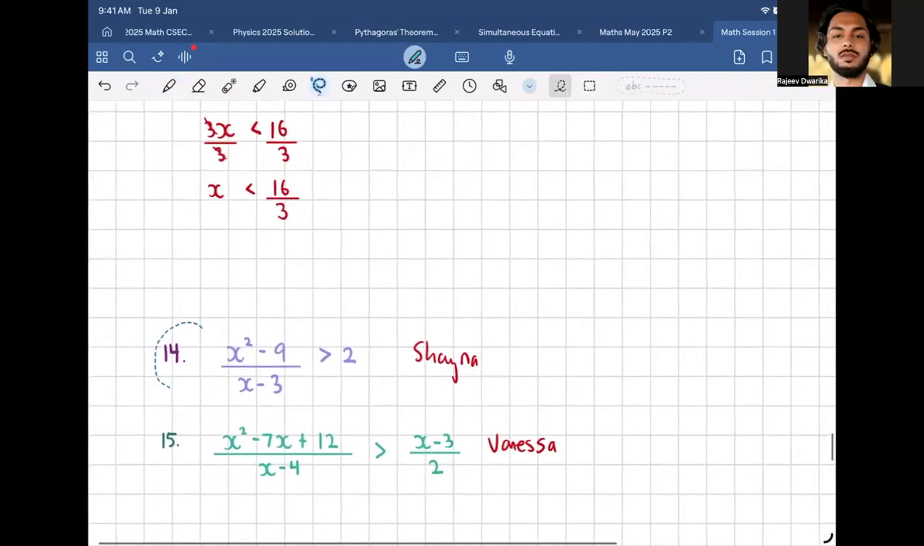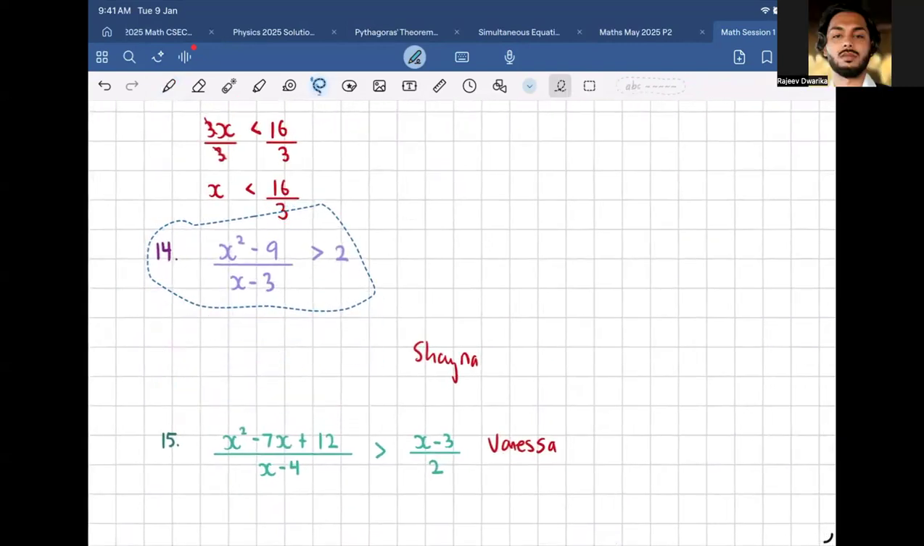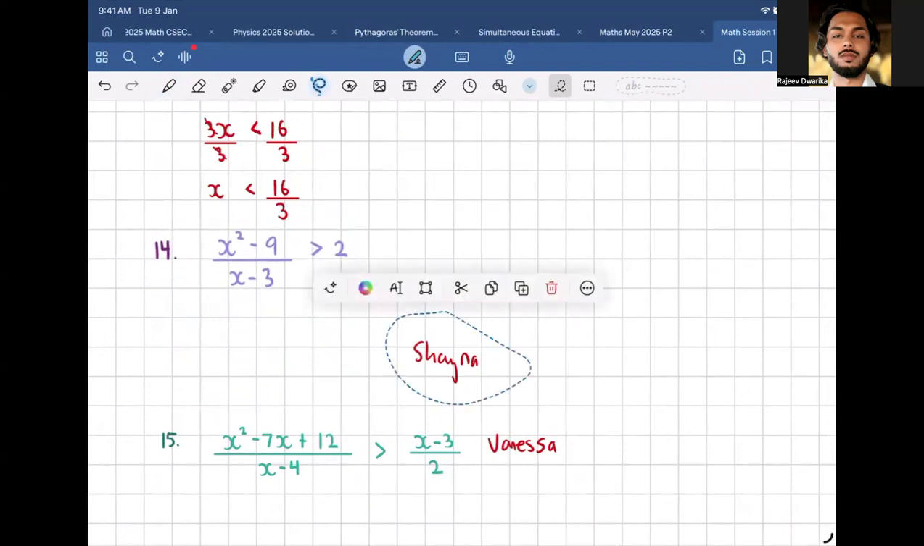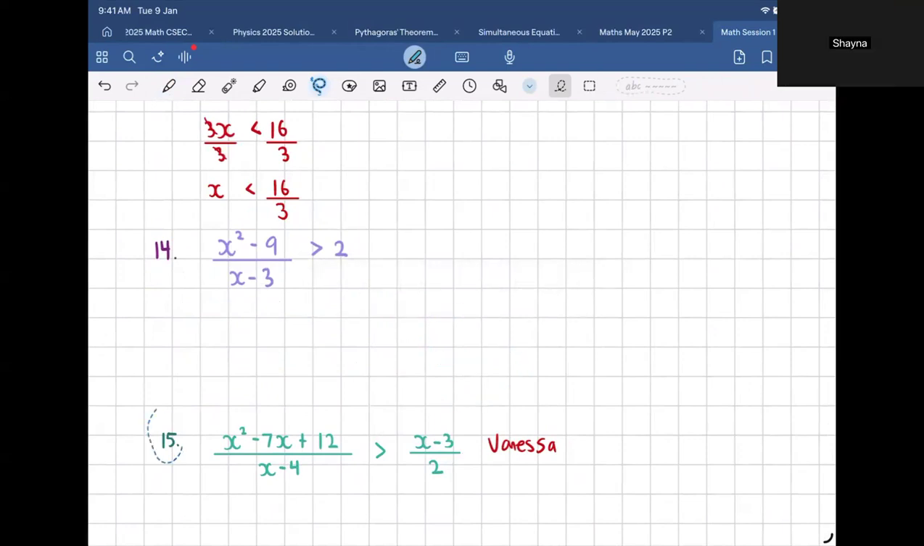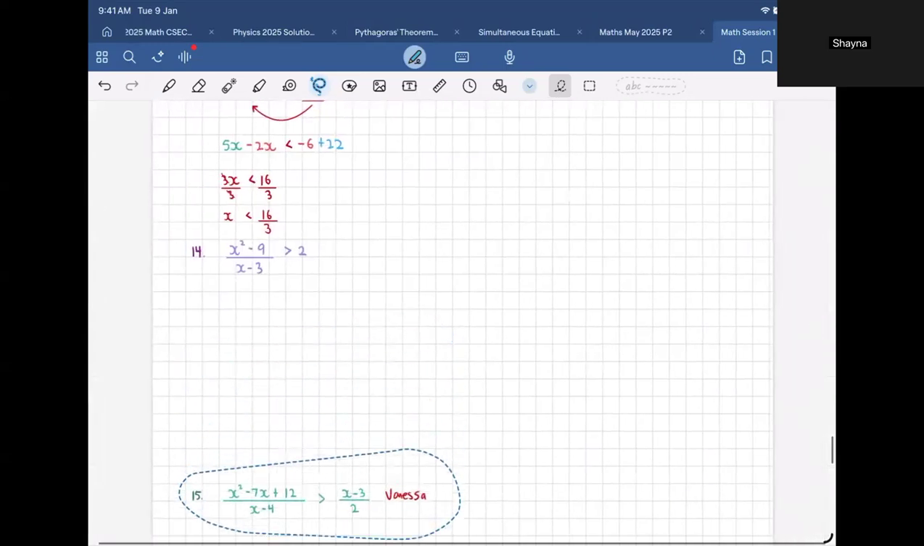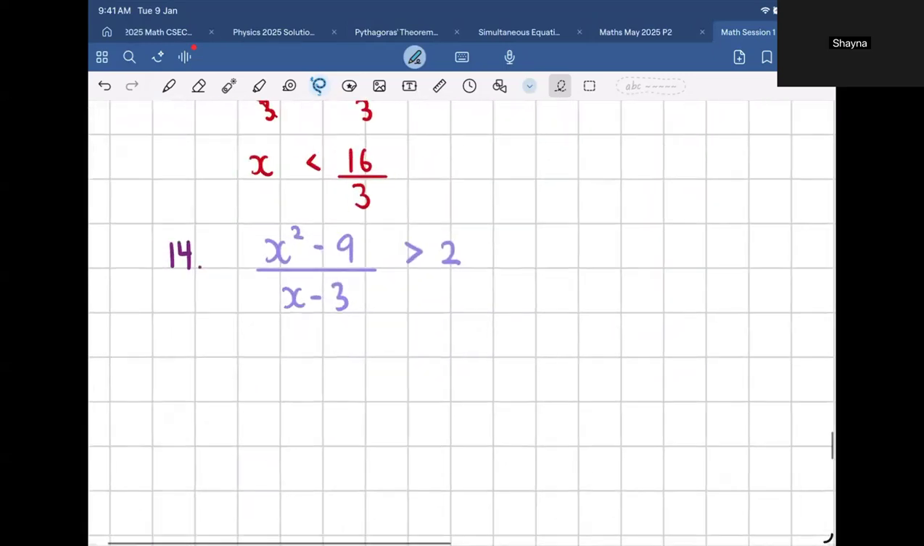Question 14. Sheena, help me with question 14. So what would you do? So I divided the x squared by the x and the minus 9 by the minus 3. Let me see what you do. It's a little hard to understand what you say.